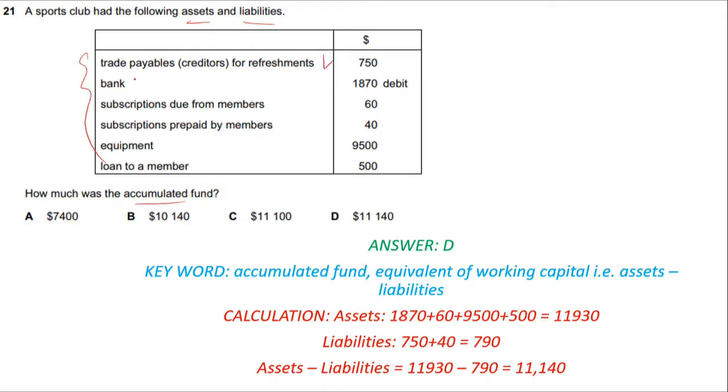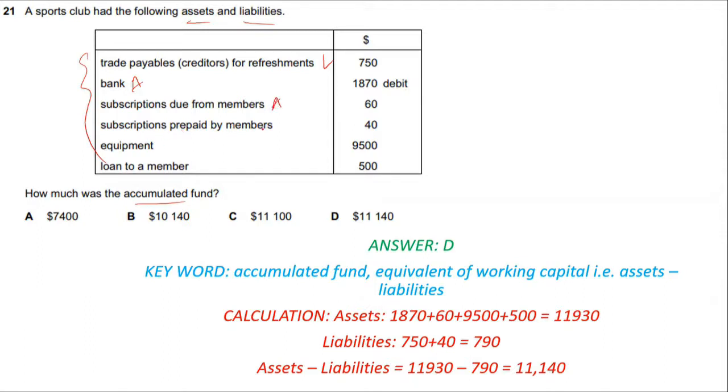Trade payables, this is a liability. Bank, it's a debit balance, so it's an asset. If this was a credit balance, then it would be a liability. So please make sure you pay attention to all the items, debits and credits. Subscriptions due from members. So this is your asset.